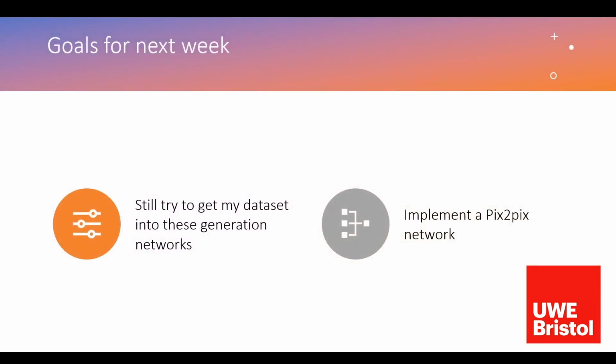My goals for next week are obviously still trying to get my dataset to work in these generative networks, but also to implement a pix2pix network.